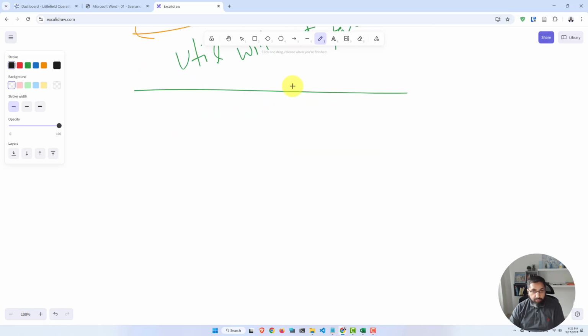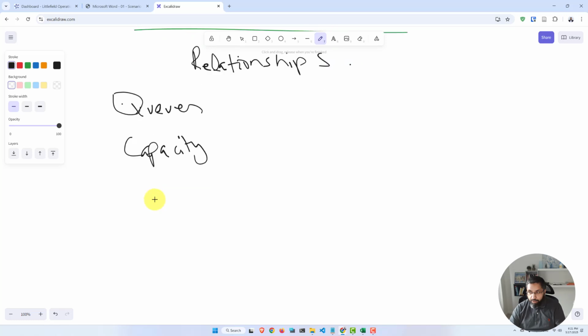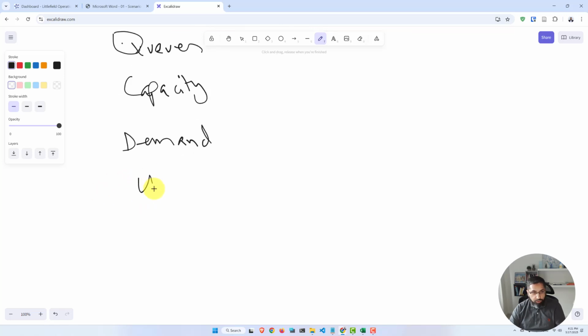By this time, through scenario 1, through all that analysis, you should now understand relationships between these important quantities. What relationships you should understand? You should understand the relationships between queues, capacity, demand, utilization, and lead time.